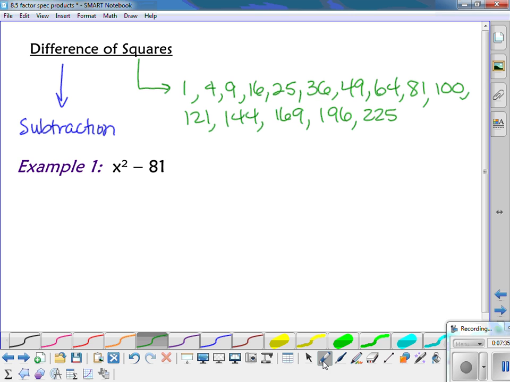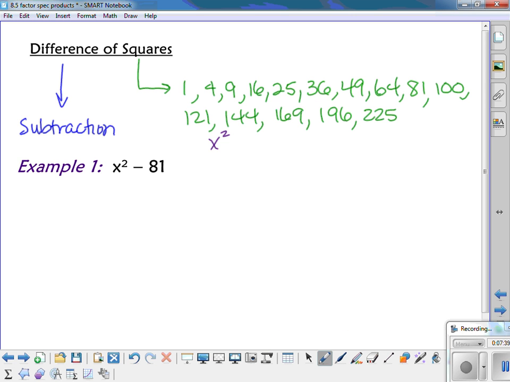Okay, so you should know up to 15 squared just so that you recognize it when you see it. And then also, of course, x squared is a perfect square, right? What about x to the 4th? Yeah. X to the 6th. X to the 8th. Any even exponent. Okay? All right, so that's what we're looking for. We're looking for subtraction problems with 2 perfect squares.